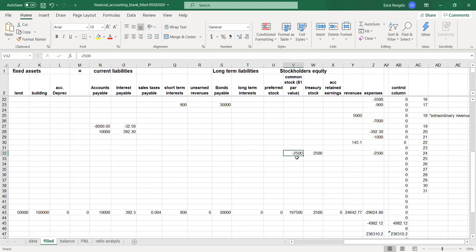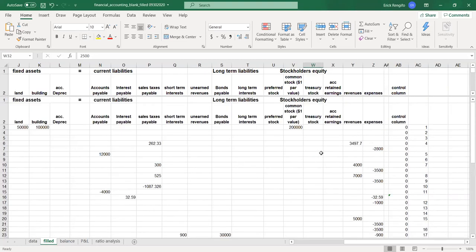But these shares, the paper, so imagine the paper shares don't disappear in the air. So they need to be registered somewhere. So what you do is you increase a treasury stock. It's basically your stock that you have bought back. You keep it in your corporation. And that's why the treasury stock goes to 2,500. And this is an expense. So you have spent $2,500 to do this transaction.